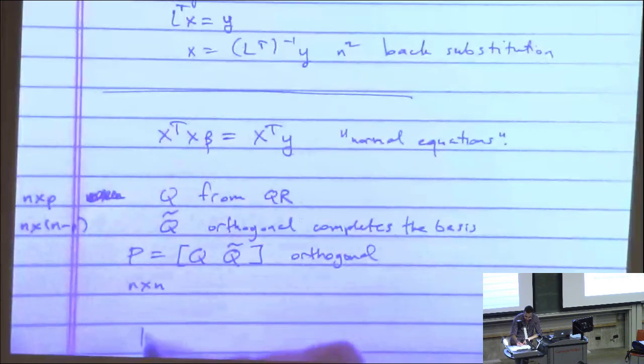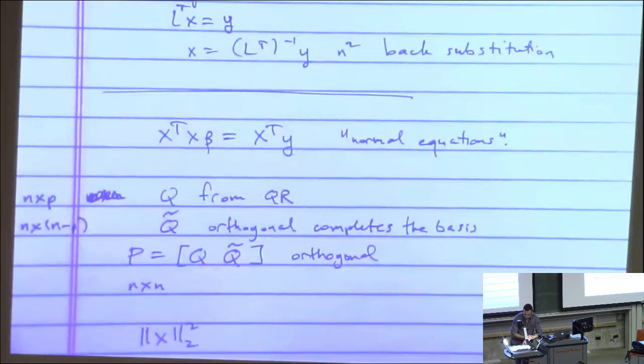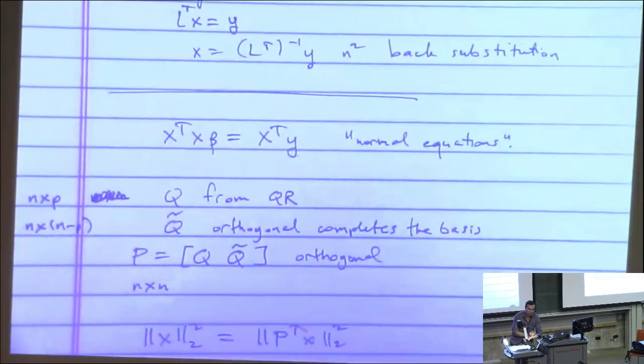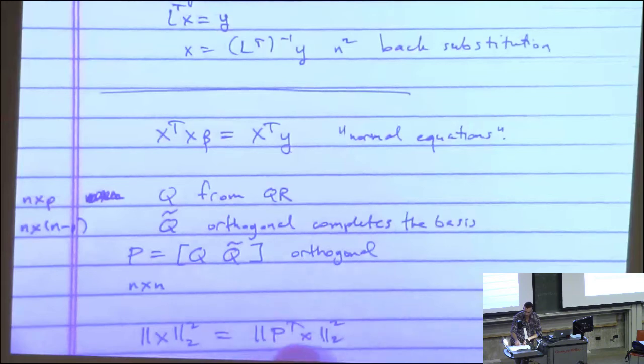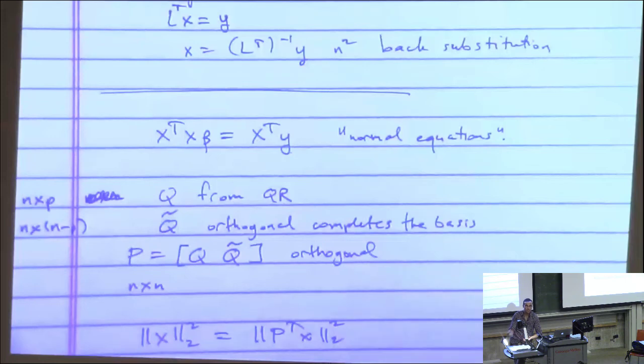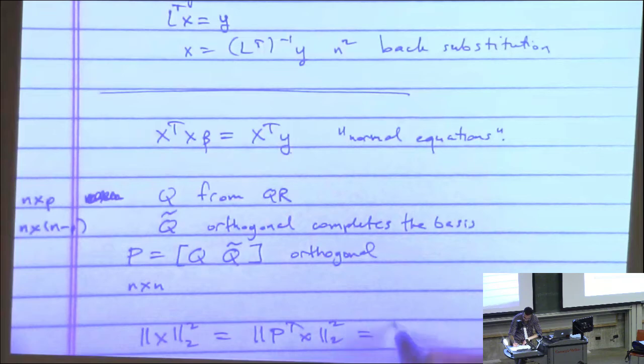And that's this equality. If I look at the 2 norm of x squared, I claim that's the same as the 2 norm of P transpose x squared. So if P is orthogonal, so is P transpose, and orthogonal matrices preserve the 2 norm. If you're not convinced of that, just multiply this out. Write this as x transpose P times P transpose x, and then you'll see that P times P transpose is identity by orthogonality.